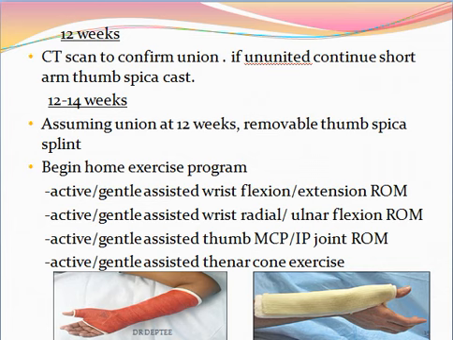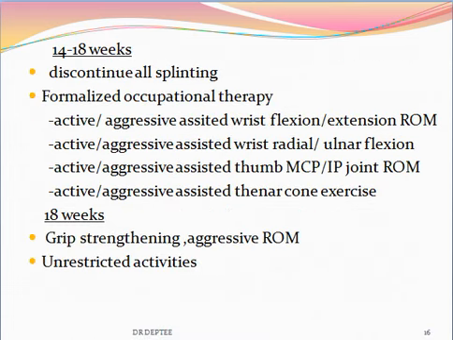For the coming 12 weeks, again do a CT to confirm the union of the scaphoid. If not, then continue with the immobilization. Otherwise, at 12 weeks, assume union. At 12th week, remove the thumb spica and begin home exercise program. Home exercise program includes all the gentle exercises of MCP, wrist and IP joints. For coming 14 to 18 weeks, discontinue all splints. Do all the occupational therapy exercises like strengthening, functional exercises, grip strengthening, unrestricted activities.